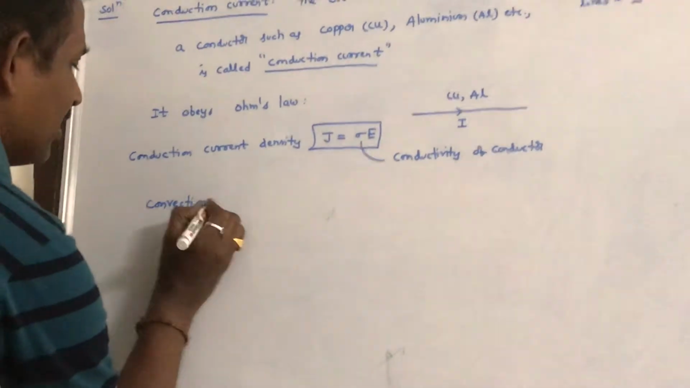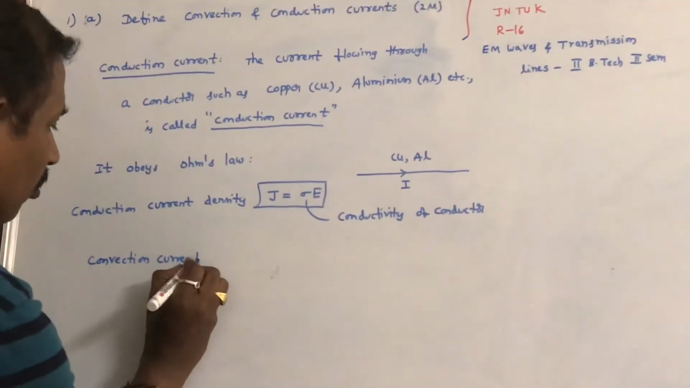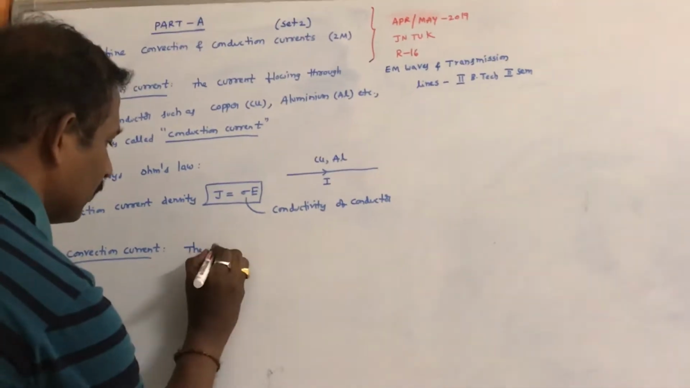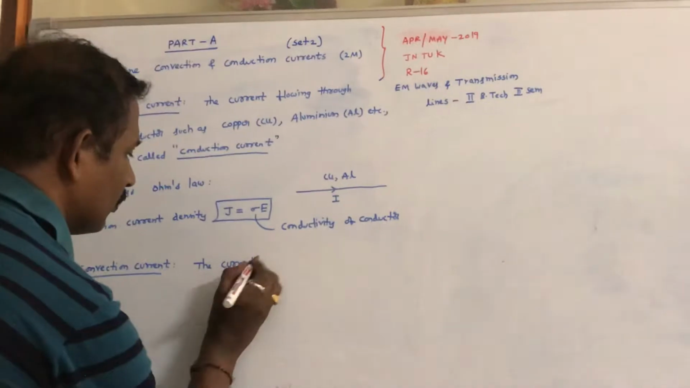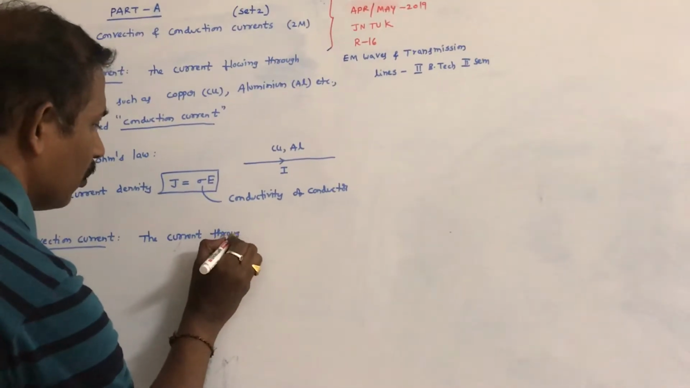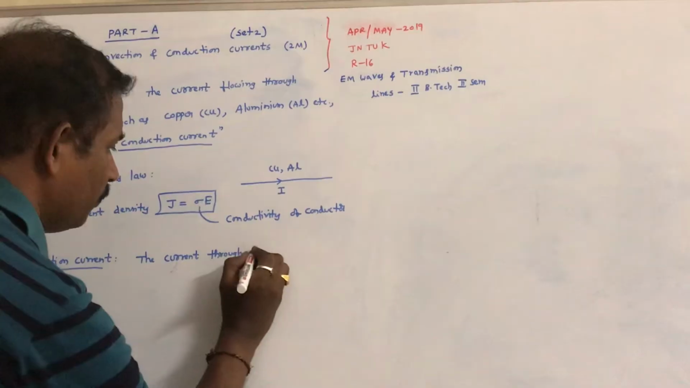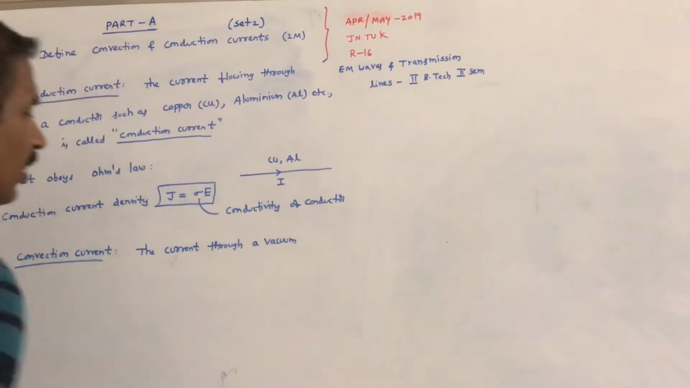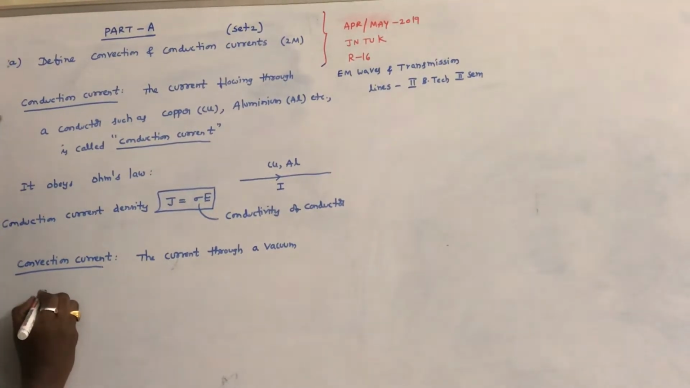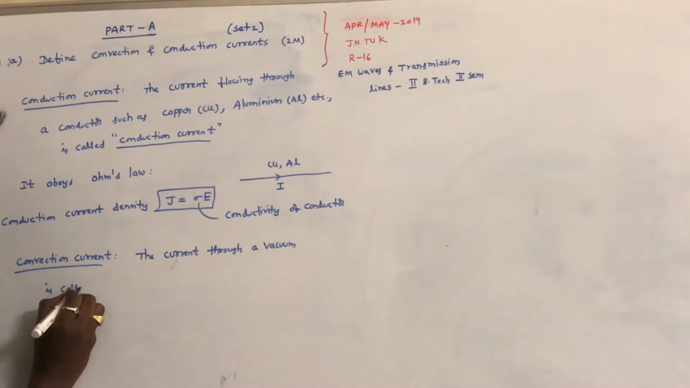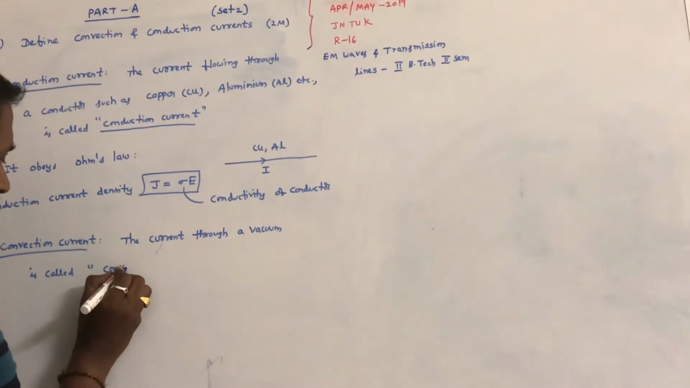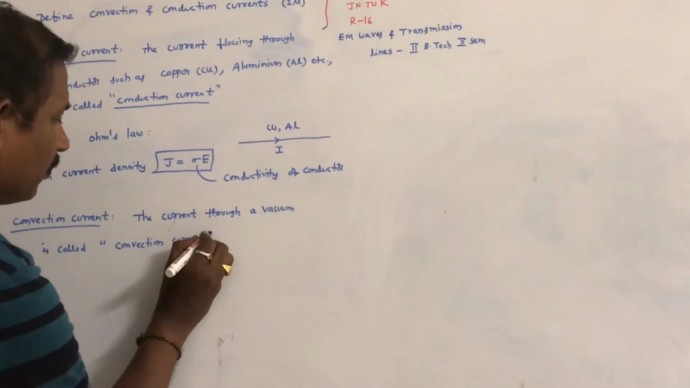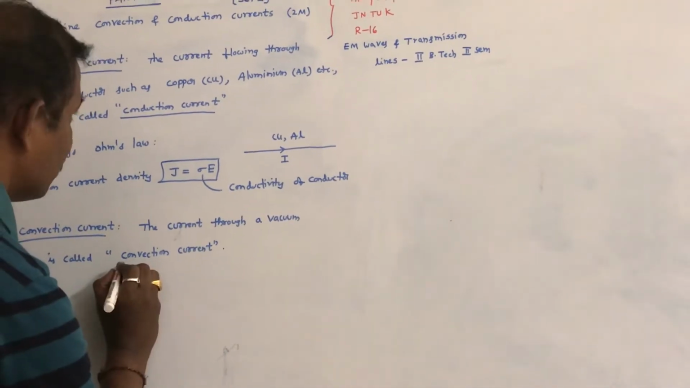Now the second one is convection current. What is convection current? The current through a vacuum is called convection current. The current through a vacuum is called as convection current.